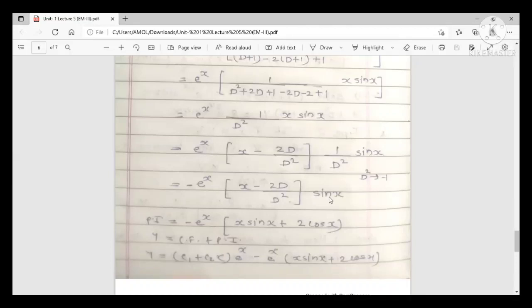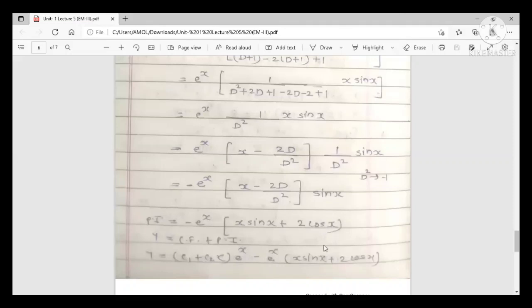1 upon d means integration of sin x. When the term of d is in the numerator, in that case we take the derivative. When only a single term of d is in the denominator, then in that case we take the integration. So minus 2 as it is, d upon d square means the simplification is 1 upon d. 1 upon d means integrate sin x. Integration of sin x is minus cos x. And so this minus sign will become plus. Minus plus 2 as it is, integration of sin x is minus cos x. So it is plus 2 cos x.